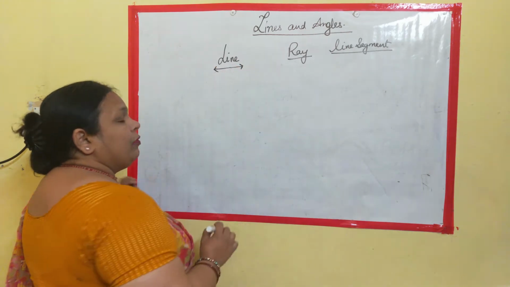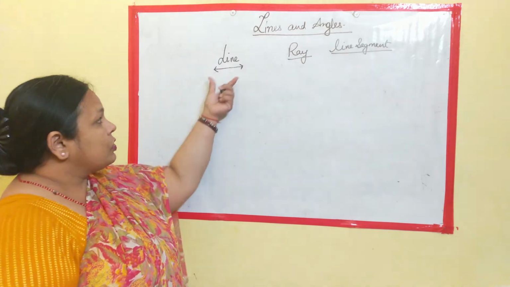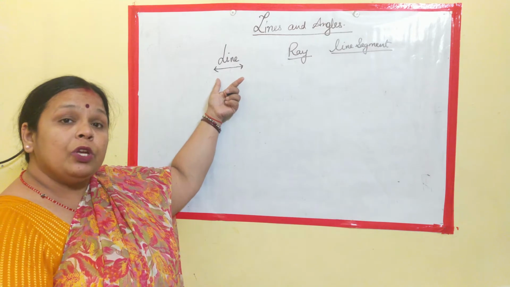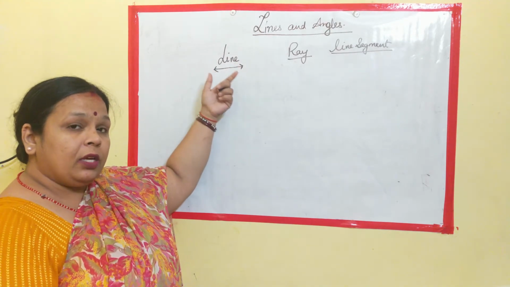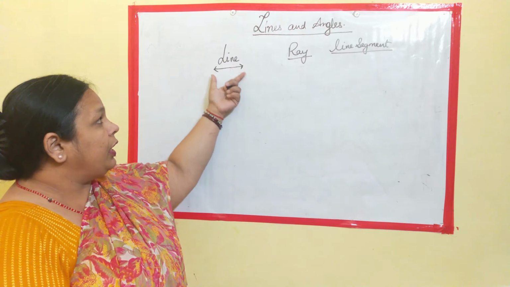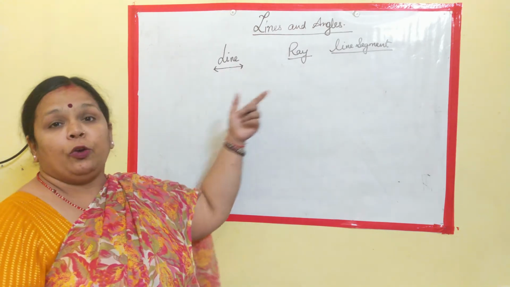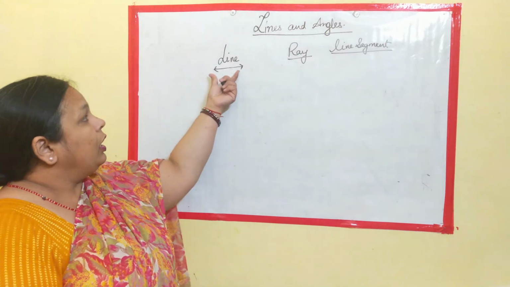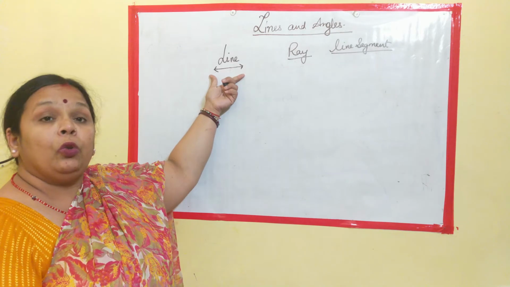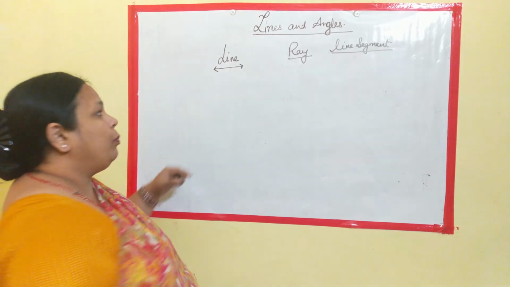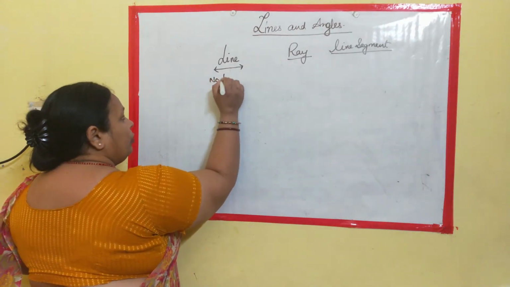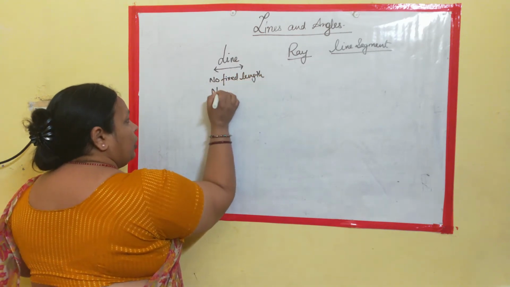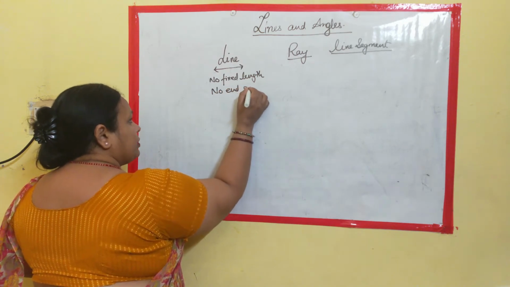we cannot draw a line, we can represent a line. A straight line ended with 2 arrows. These arrows indicate that it can be extended in both directions as far as we need, and the line has no fixed length and no end points. So regarding line, no fixed length and no end points.